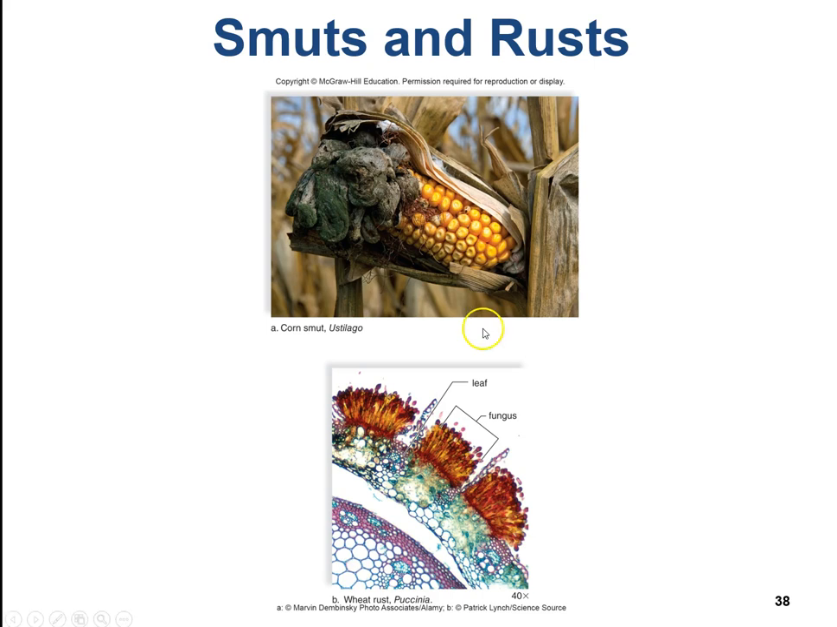Right, so this is actually showing you a corn smut, right? So a bunch of different grains they'll affect. Ew, gross. Nobody wants to eat that corn, right? And if you look at the wheat rust microscopically, you can see this fungus growing on there.